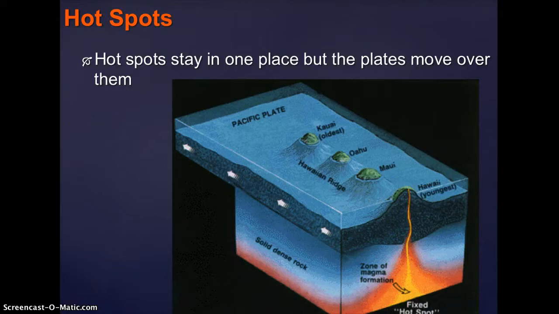Hotspots can create islands like the Hawaiian Islands. As the plates move over the hotspot, the island gets larger. Separate islands form if the hotspot volcano stops erupting and then starts up again. In this image, the hotspot is still forming the youngest island, Hawaii. The oldest island, Kauai, was formed during a previous eruption of the hotspot.